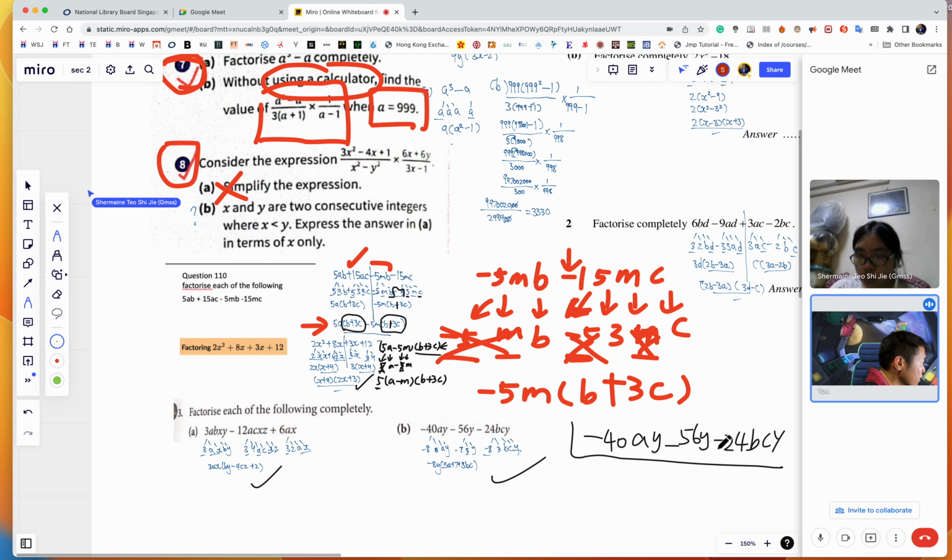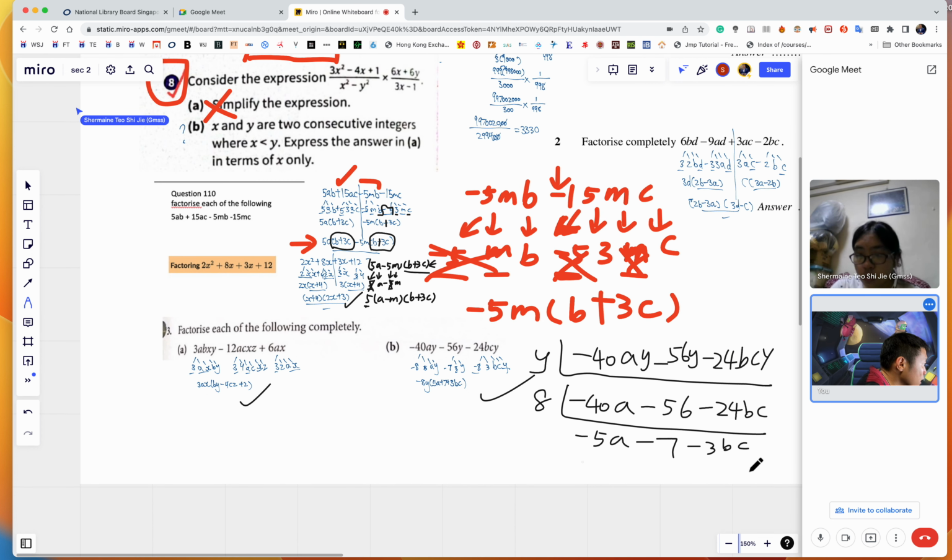The HCF method. Yeah. So what is common? I see a y, so it's minus 40a, 56, then minus 24bc. Then continue, right? If I put an 8, then minus 5a, this is minus 7, minus 3bc. And then that's it. So common is this 8y. Or you can take out the minus one, so it becomes plus, plus, plus. So minus 8y is common, then 5a, 7, and 3bc. Okay, correct. So both methods can help you solve the question.